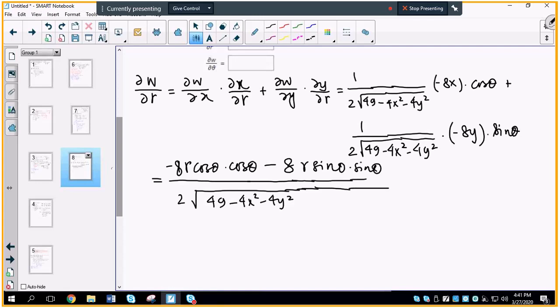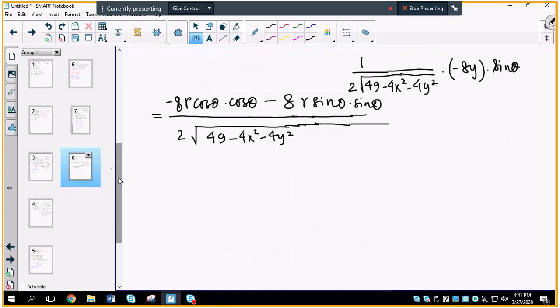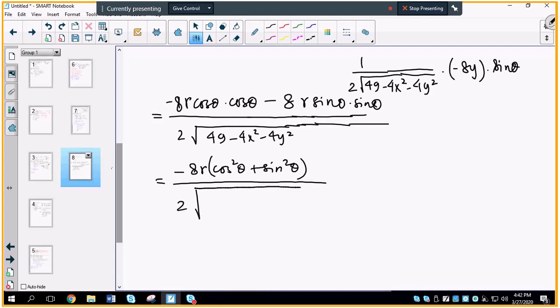Is this a little better looking? This is what we are interested in. So we'll say that this is equal to negative 8r times cosine squared theta plus sine squared theta, when I factor the negative 8r out of both terms. What is the bottom? It is 2 square root of, unfortunately I have to change it to r and theta, so I'll say 49 minus 4, factor it out, x squared is r squared cosine squared theta plus y squared is r squared sine squared theta.